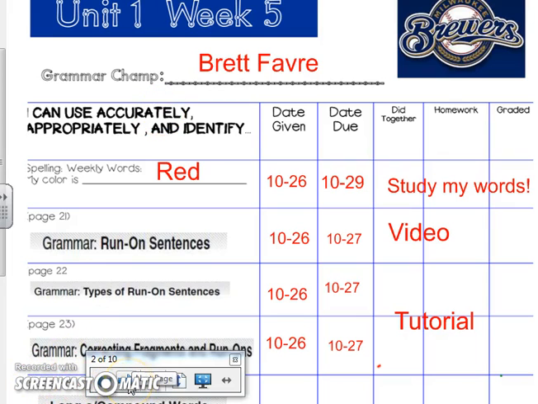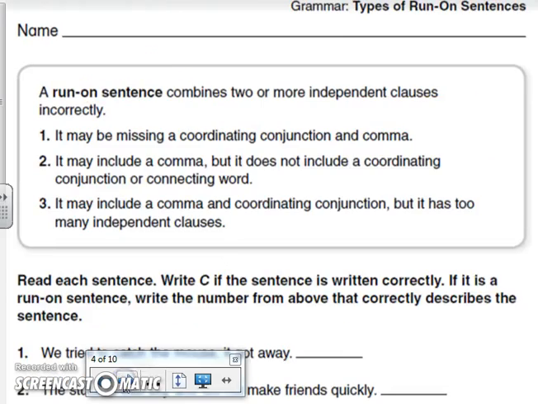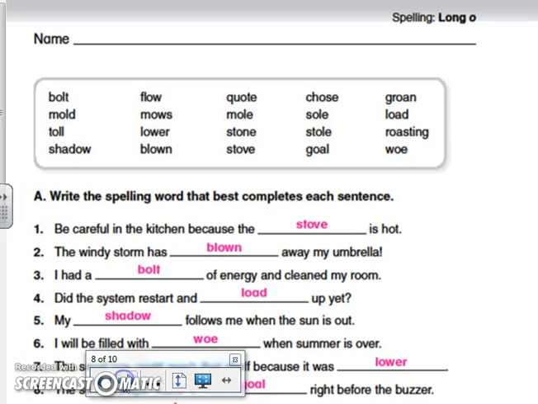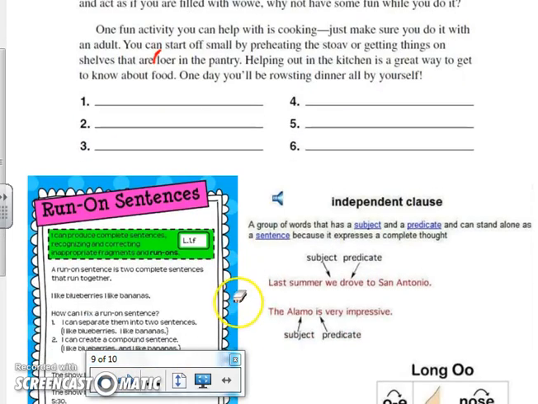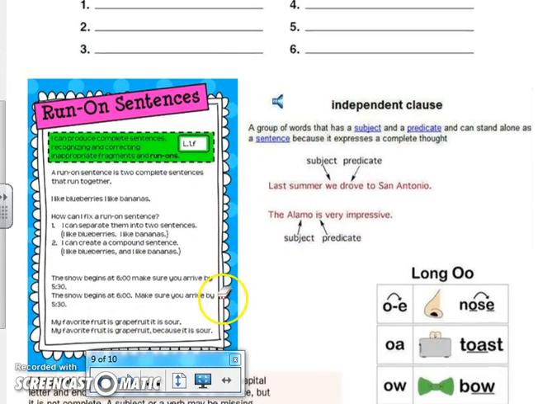All right, so many of you probably had time to copy all this down. I want to show you in your packet at the very last page, there's always an informational page that gives you posters and ideas to remember what things are. If you look here, it says run-on sentence. I can produce complete sentences, recognizing and correcting inappropriate fragments and run-ons. A run-on sentence is 2 complete sentences that run together. I like blueberries. I like bananas.